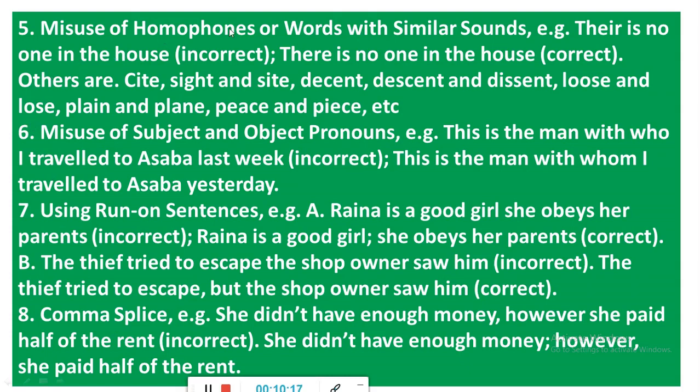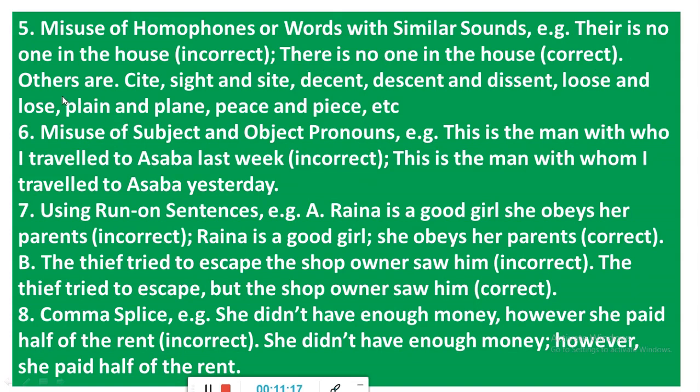Number 5, misuse of homophones or words with similar sound. Now, this is also a frequent or a common error. For example, there is no one in the house, and you can see the spelling of there here, T-H-E-I-R. This actually is a possessive adjective. When you want to talk of something that belongs to them, then you say it is their house. But when you want to say there is no one in the house, it is T-H-E-R-E. All right, so a lot of errors are committed as a result of similarity in sound, which we call homophones. Now, this is incorrect. The correct version is T-H-E-R-E. There is no one in the house.